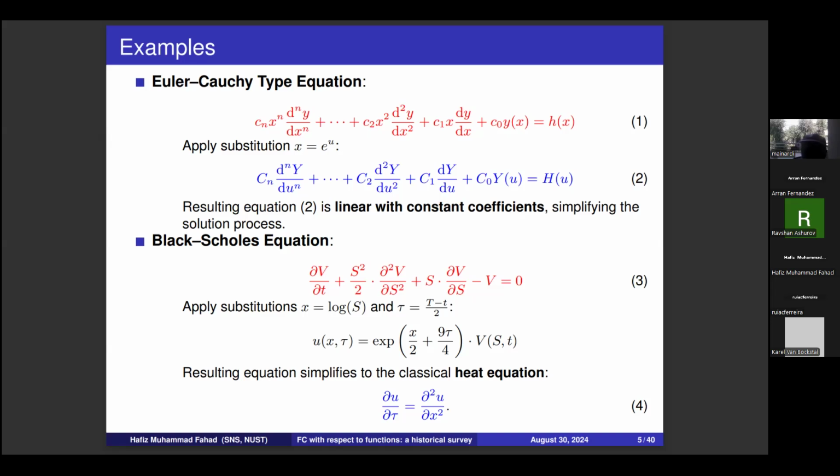The second example is the Black-Scholes equation, a fundamental equation in financial mathematics, which is usually used to model option pricing. By substituting x equals log of x and tau as given, this equation simplifies to the classical heat equation. And this simplification reduces the complexity of solving this equation, allowing us to leverage well-established techniques from the theory of heat conduction.